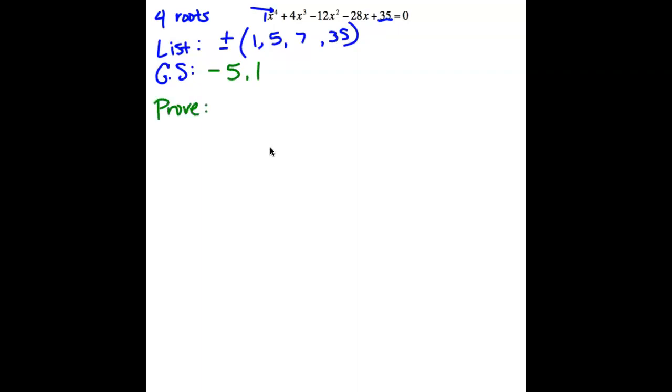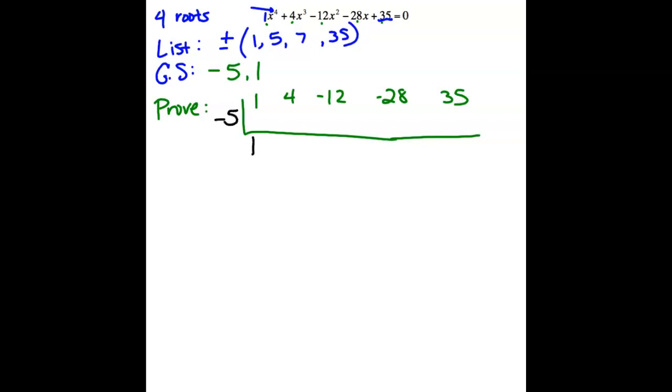So we're going to build our synthetic setup here. Our coefficients are 1, 4, negative 12, negative 28, and 35. Okay? And again, it doesn't matter which order we try these in. I'm just going to go in the order I wrote them. So -5 first. We bring down our 1. We multiply the -5 and the 1. We put it in the next column, and we add straight down.